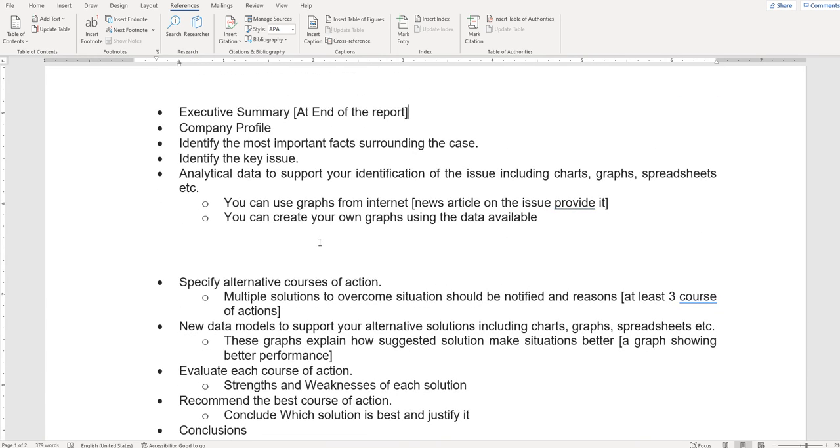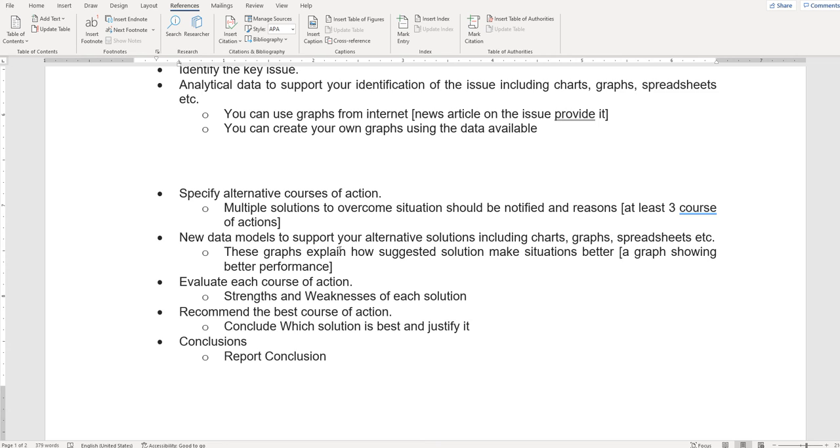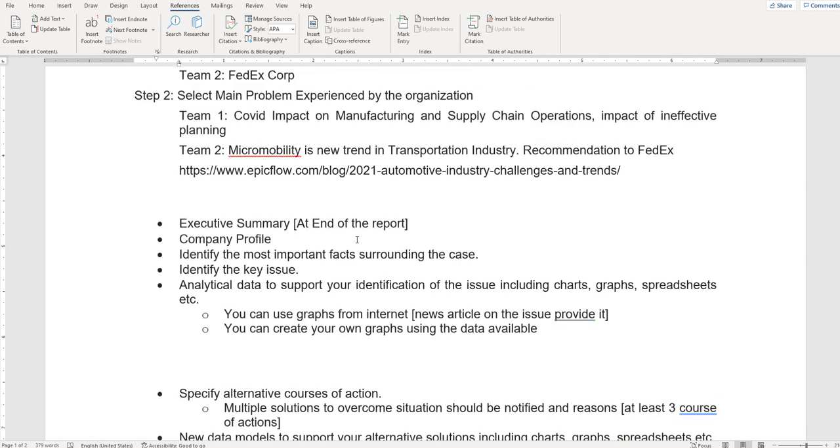All these sections should constitute 15 pages of document with line spacing 2 and APA referencing. That is all from my side. If you have any questions, please ask me.